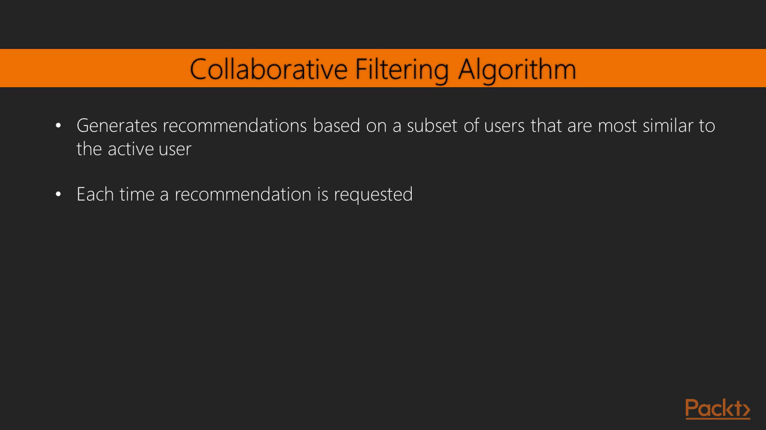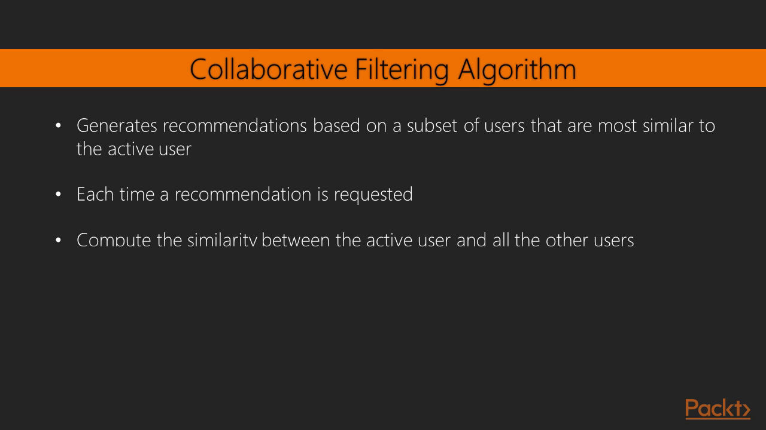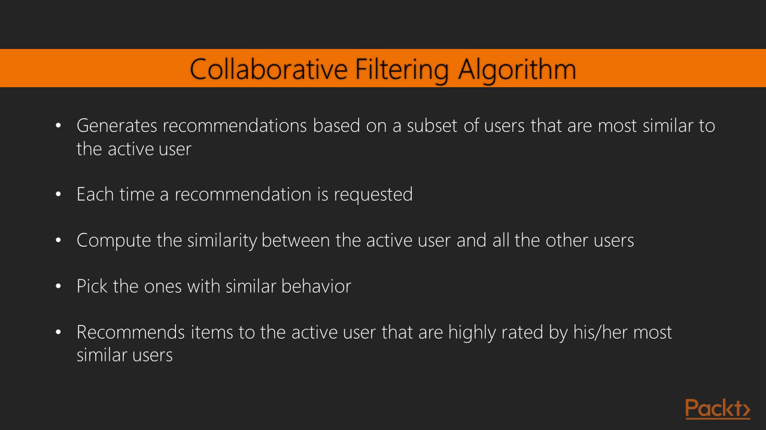Each time a recommendation is requested, the algorithm needs to compute the similarity between the active user and all of the other users based on their co-rated items, so as to pick the ones with similar behavior. Subsequently, the algorithm recommends items to the active user that are highly rated by her most similar users.